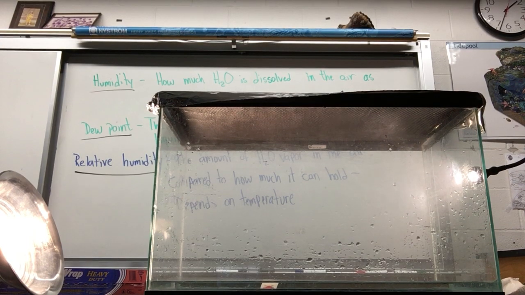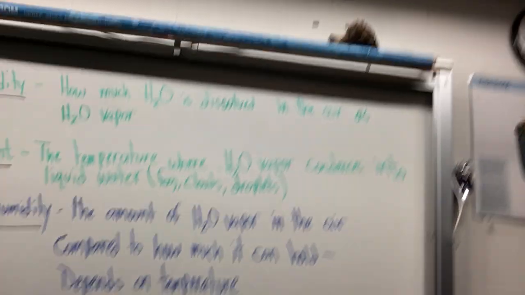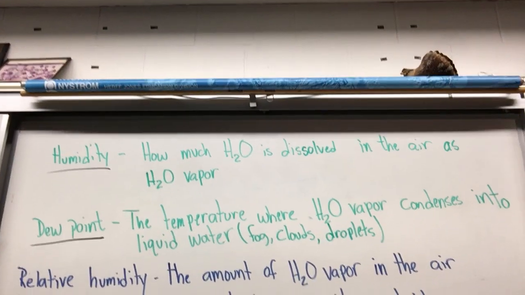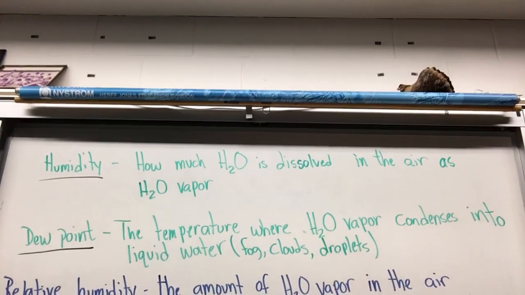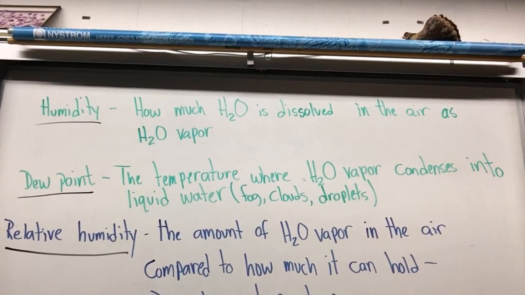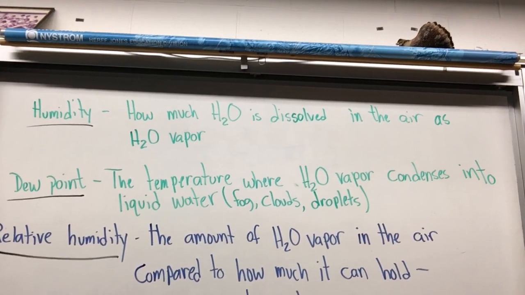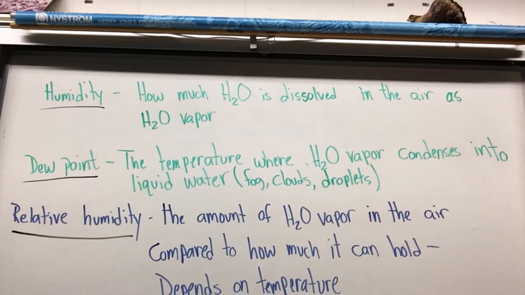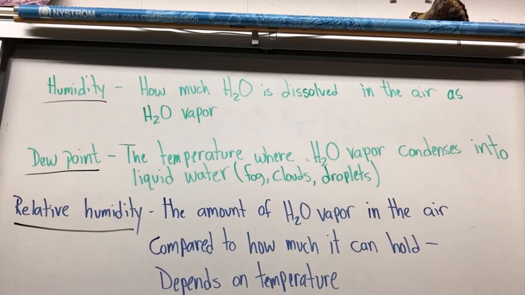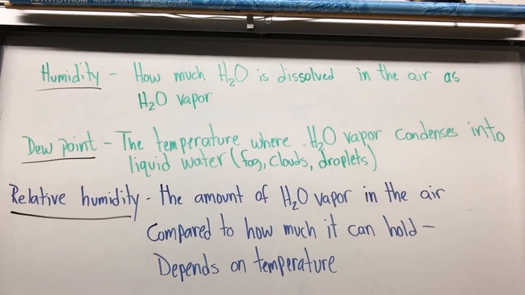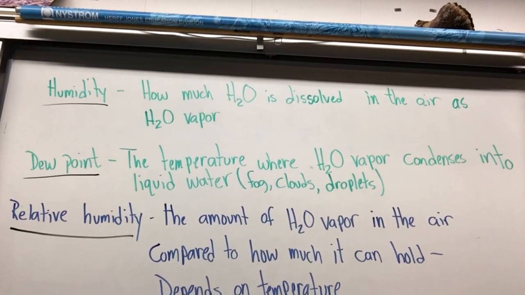All right, but I got some words on the board that I want you to understand, okay? That looks pretty good. First one up there is humidity, and humidity is how much water is dissolved in the air as water vapor. The second one is dew point, and dew point is the temperature where water vapor condenses into liquid water. That would be like fog, clouds, and droplets. And the last one is relative humidity, and that's the amount of water vapor in the air compared to how much it can hold, and that depends on the temperature. So the warmer it is, the more water the air can hold. The colder it is, the less water it can hold, okay? So I want you to understand those 3 things up there.